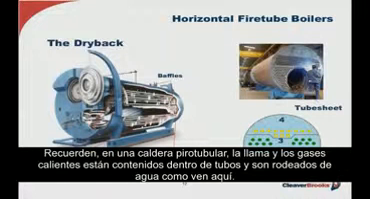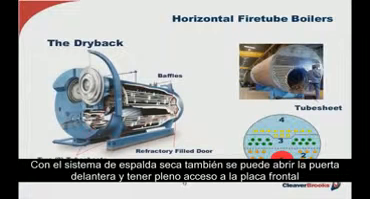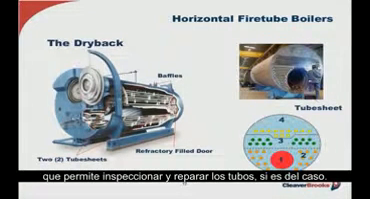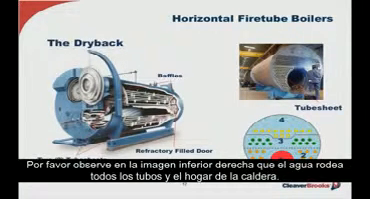Now, remember, in a fire tube boiler, the flame and the hot gases are contained within the tubes, and the water surrounds them, as indicated in the cutaway. With this dryback, you can also swing the front door to have full access to the front tube sheet as well. All of this for inspection and tube and furnace repair if necessary.